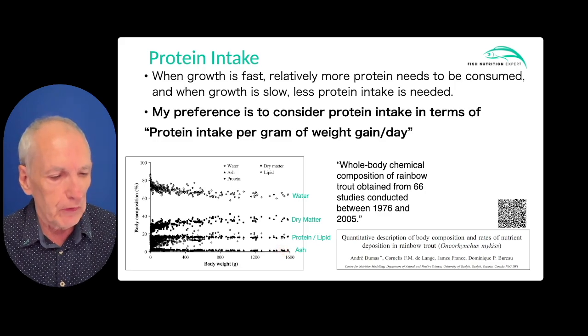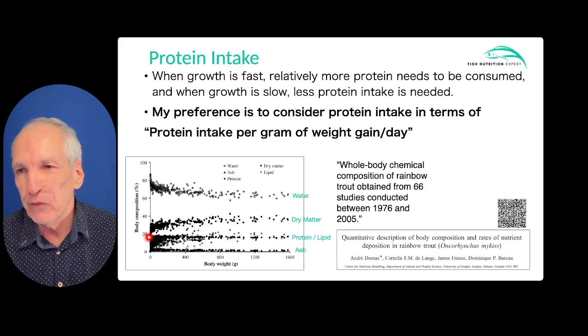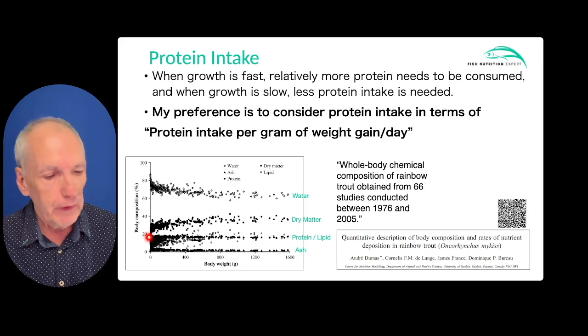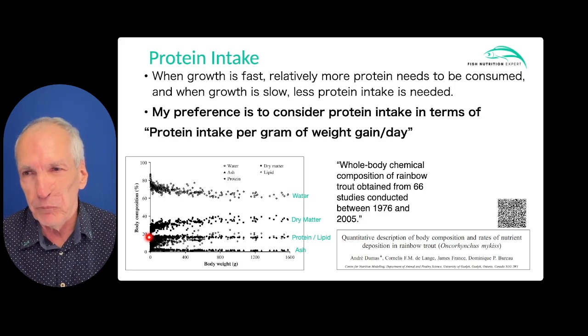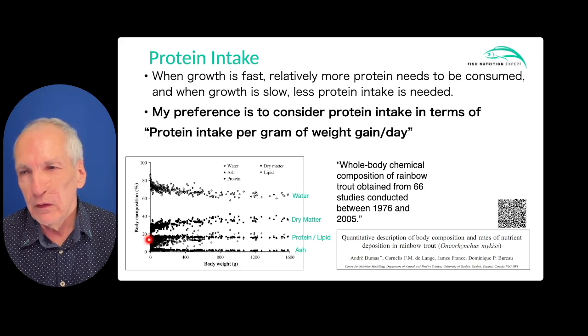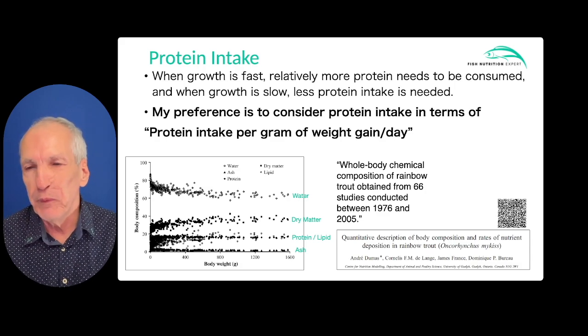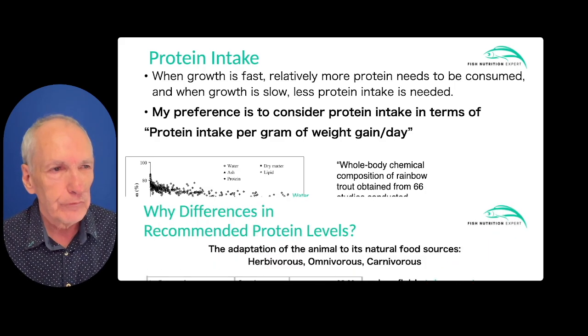So if we're talking about how much protein in a gram of weight gain per day, we could look at this and then we can say, well, it's about like that. And we could just go back here and say it's a little under 20%. So if a fish gained 1 gram of weight per day, we could estimate that probably around 0.18 to 0.2 grams in that 1 gram would be protein gain.